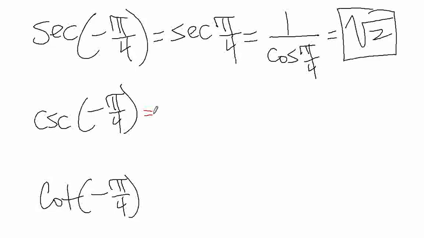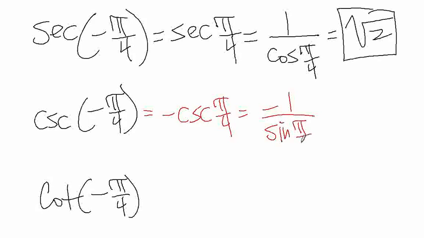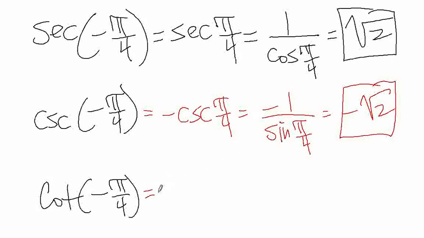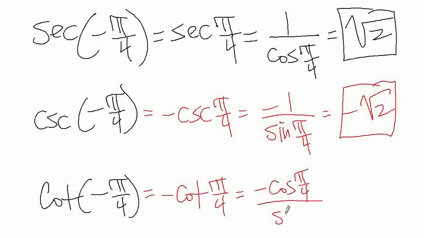So the cosecant of minus pi over 4 is equivalent to minus the cosecant of pi over 4, which equals minus 1 over the sine of pi over 4. And the sine of pi over 4 is equal to root 2 over 2. We take the reciprocal and multiply by minus 1, and that gives minus the square root of 2. The cotangent of minus pi over 4 is equal to minus the cotangent of positive pi over 4, or minus the cosine of pi over 4 over the sine of pi over 4, and that is equal to minus 1.